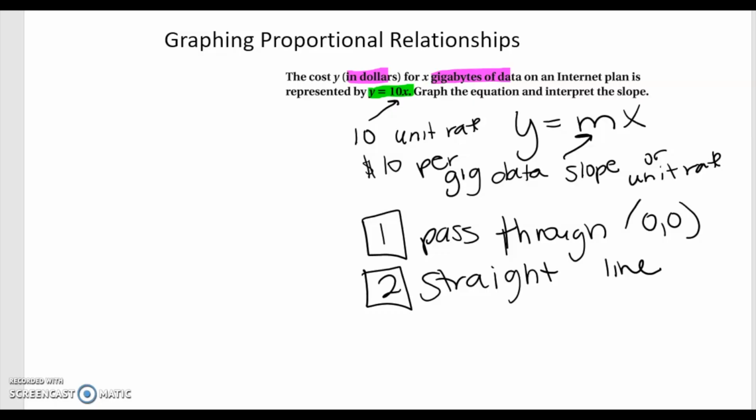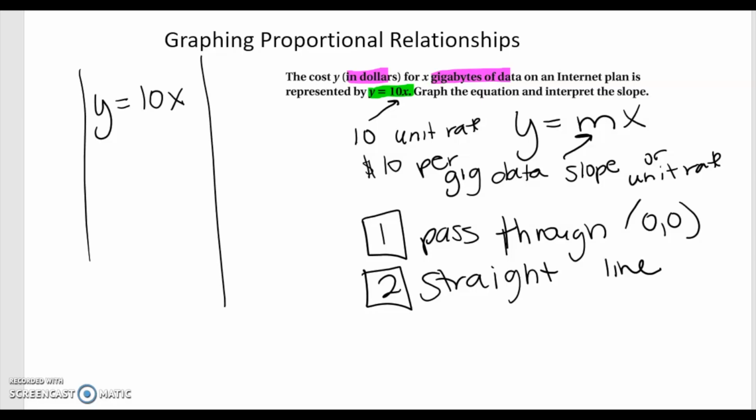So to make our table of values, we're going to figure out the cost based on our input x. How many gigs of data do we use? So we're going to make a chart to help us figure that out. So our equation is y equals 10x. This is called an H chart, and we're going to be working on H charts throughout this whole chapter.